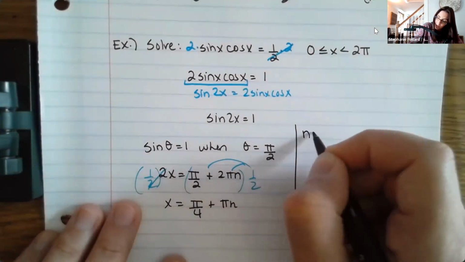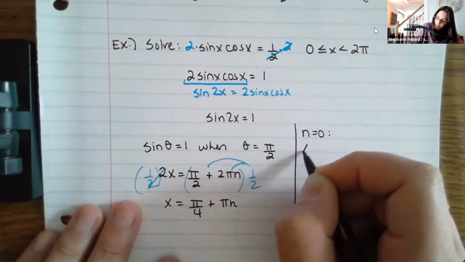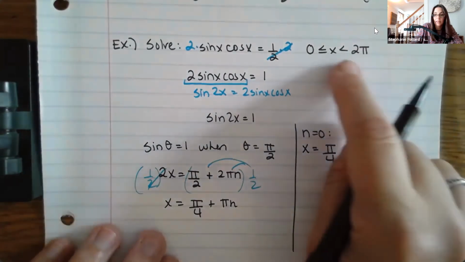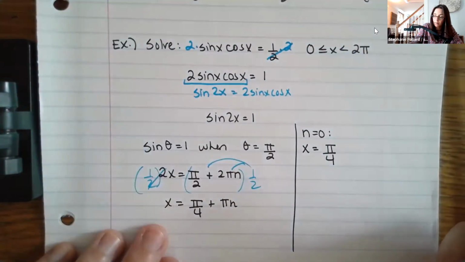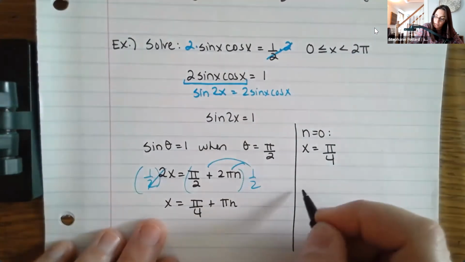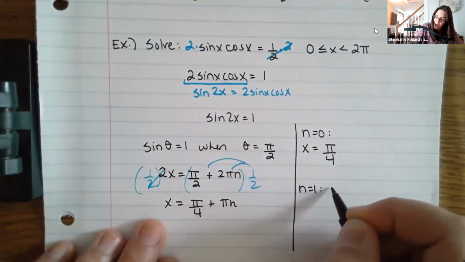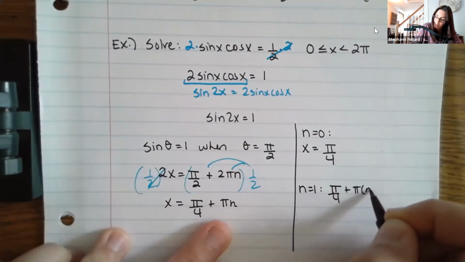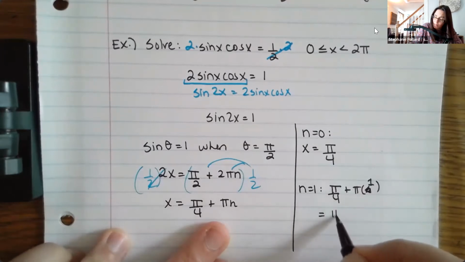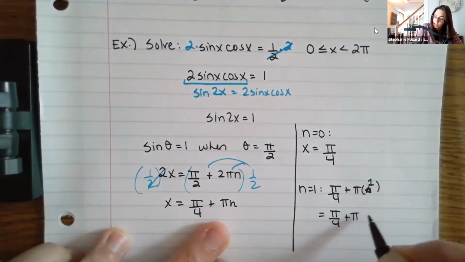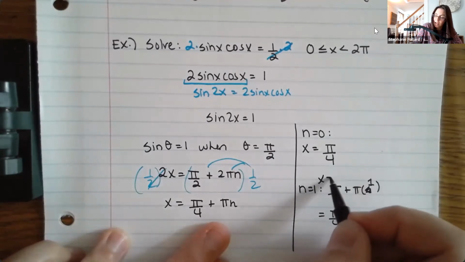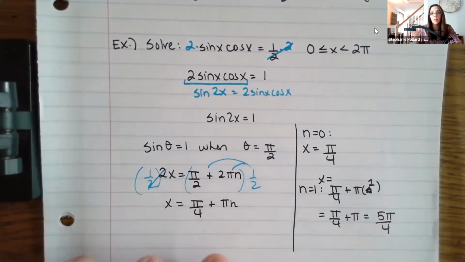So your first one is going to be n equals 0. In that case, our x is just pi over 4. That's obviously going to be in this domain right here. Next, I'm going to try n equals 1. So I have pi over 4 plus pi times 1 for the n value. So pi over 4 plus pi is going to give me 5 pi over 4. So this is my next x value. That is less than 2 pi, so that's fine.